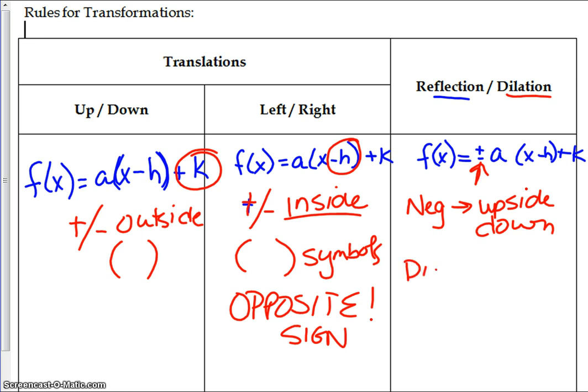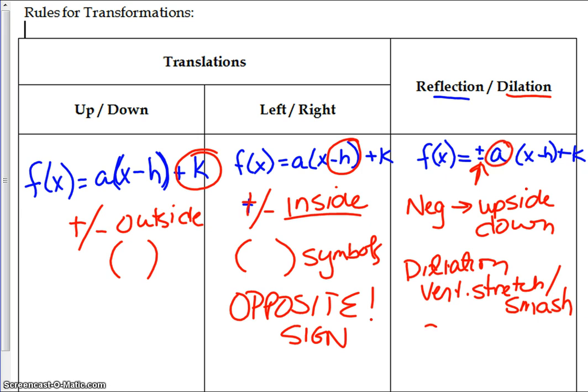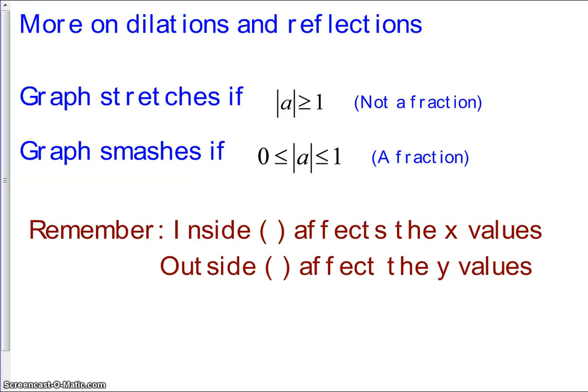Dilation, which we call a vertical stretch or a smash is usually what we say. Stretch and or smash, kind of push down. So we have this vertical stretch or smash, and that is our a. Let's talk a little bit more about how we can change that with that stretch or smash. So when you look at the absolute value of a, just whatever the a is, when it's greater than 1, the graph is going to stretch. If it's between 0 and 1, in other words, it's a fraction, it's shrunken, or it's pushed down.